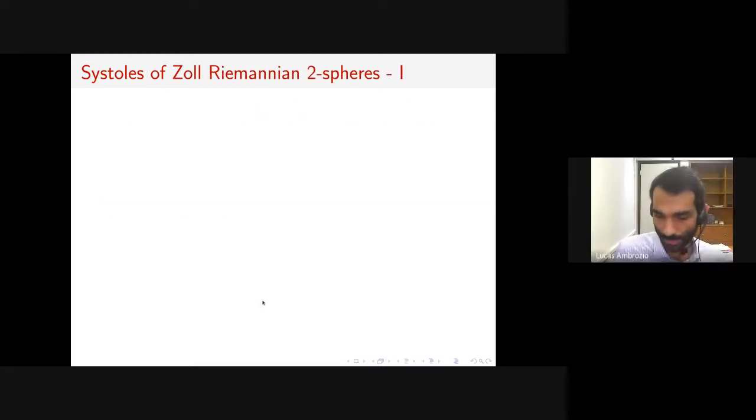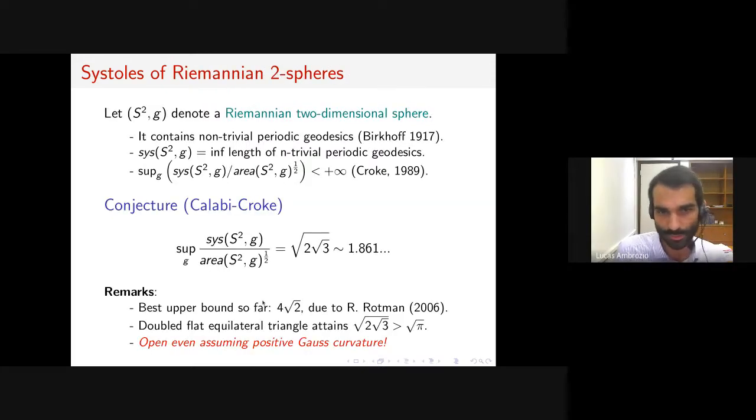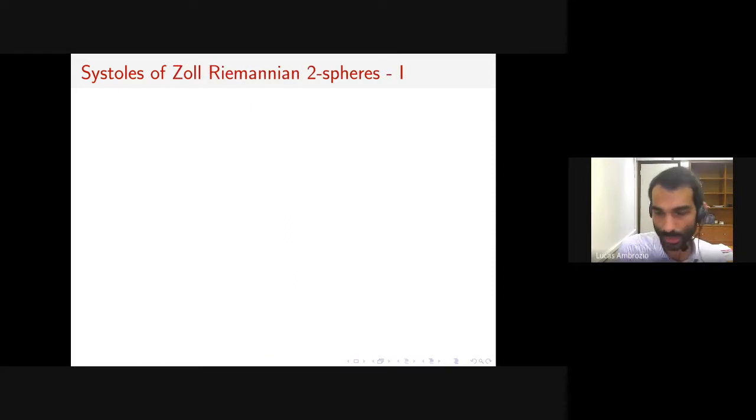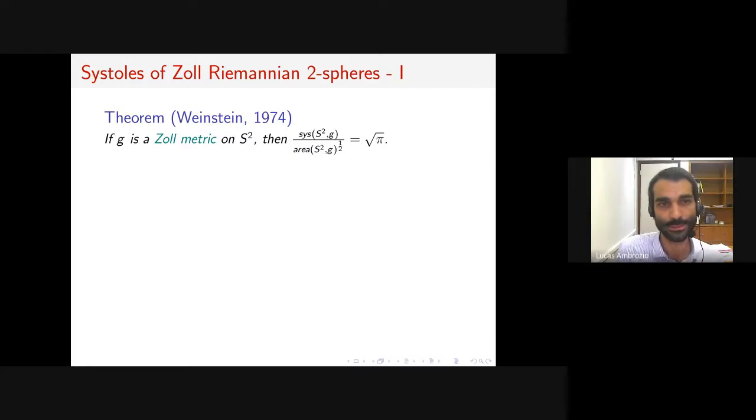Okay, so this is the problem, compare system to area, and where are the zoll metrics in this story? Well, first of all, Weinstein showed that every zoll metric on S2 has the same system normalized by the area as the canonical metric. So for every zoll metric, and we saw there are many of them, the system divided by the square root of area is always equal to this number, square root of 5. Okay, so the metric seems to be special.